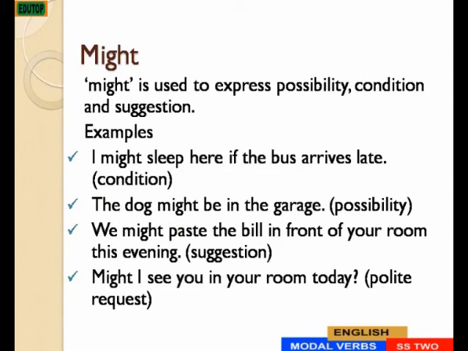Might. Might is used to express possibility, condition, and suggestion. Examples: I might sleep here if the bus arrives late. This is expressing condition. The dog might be in the garage. This is expressing possibility. We might paste the bill in front of your room this evening. This is expressing suggestion. Might I see you in your room today? This is expressing polite request.